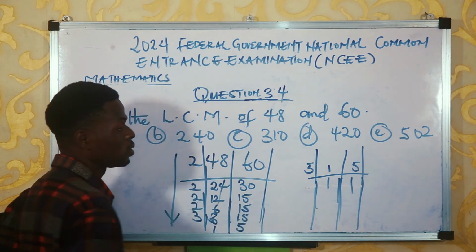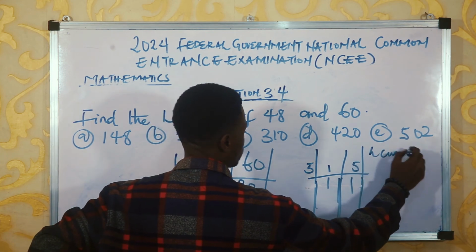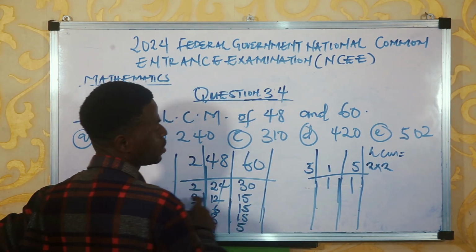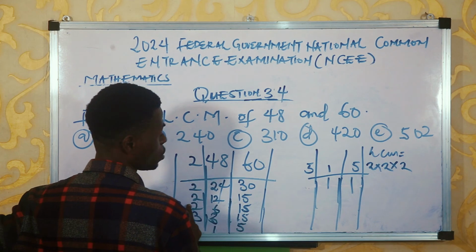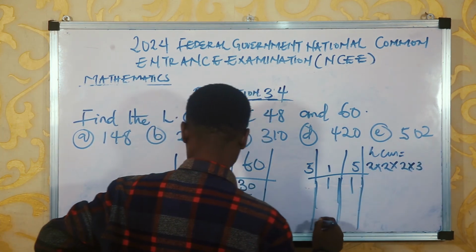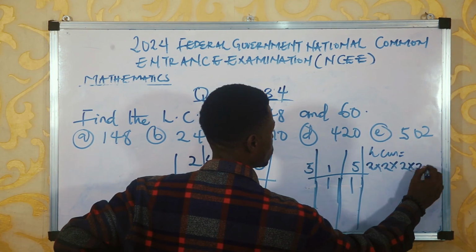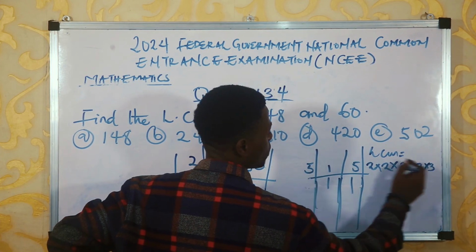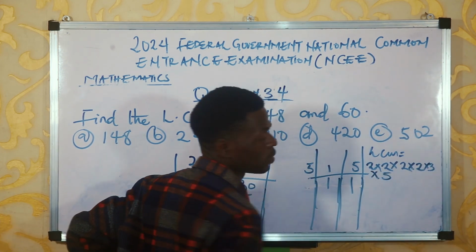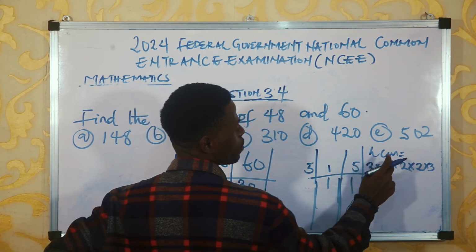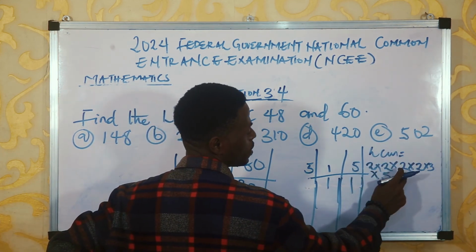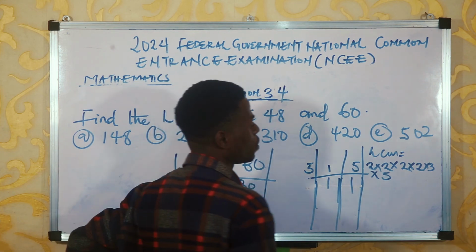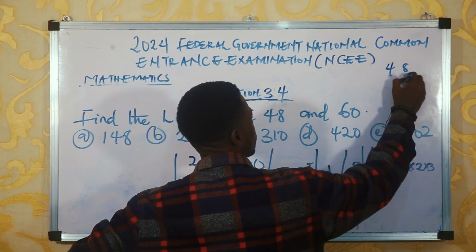So now let's multiply everything together to get our LCM. We have 2 times 2, times this 2, times this 2 again, times the next prime number 3, then the last prime number times 5. So 2 times 2 gives us 4. 4 times 2 gives us 8. 8 times 2 will give us 16. 16 times 3 will give us 48.